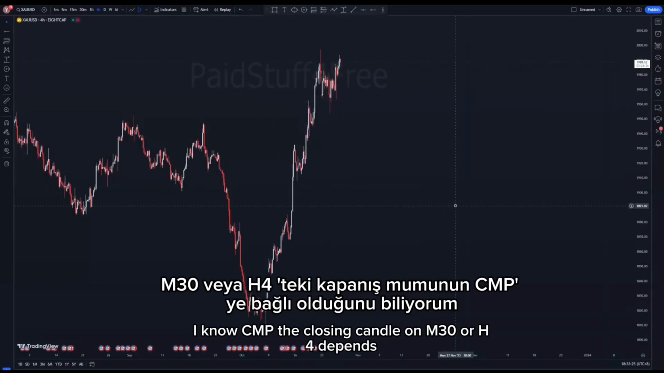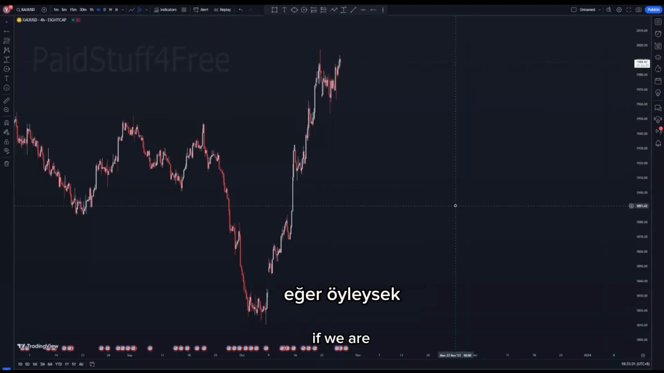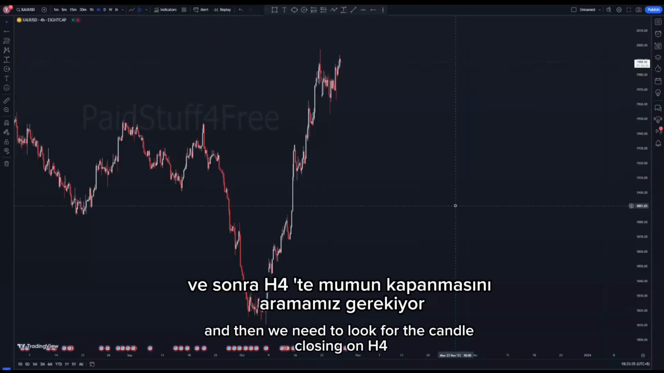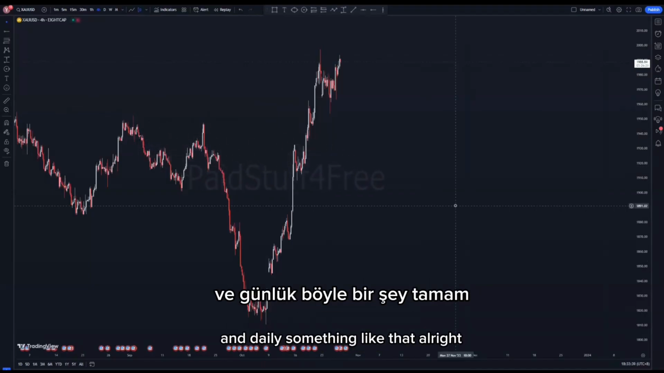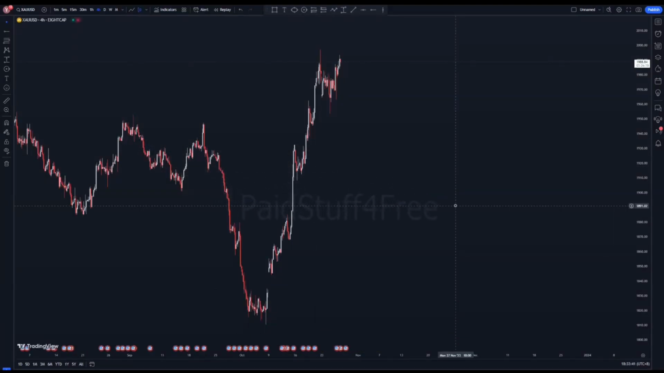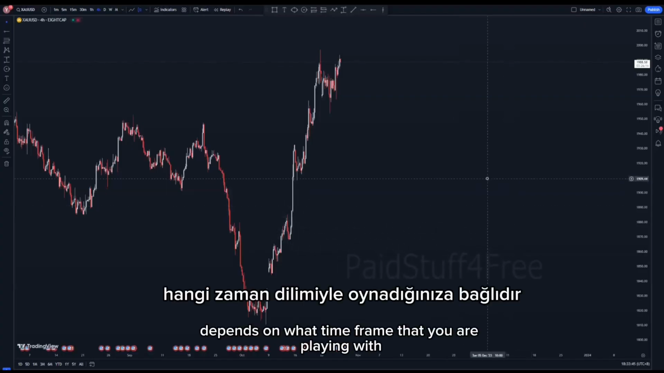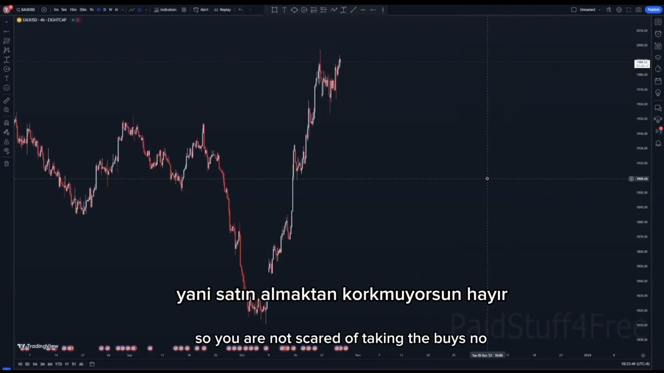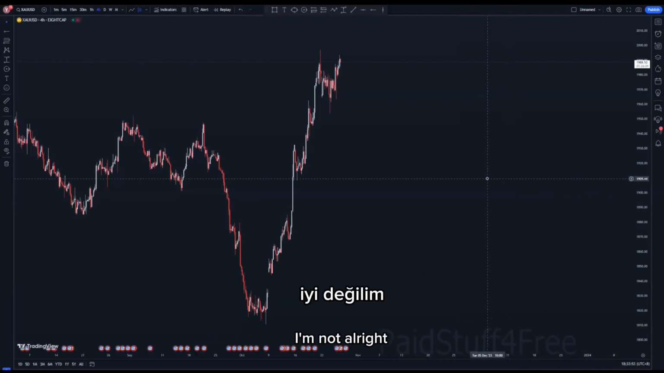I know CMP. The closing candle on M30 or H4. Depends. If we are looking for the price to move from H4 to H4, then we need to look for the candle closing on H4 and daily, something like that. It depends on what time frame you are playing with. We are in weekly and daily sell zones, so you are not scared of taking the buys? No, I'm not. All right.